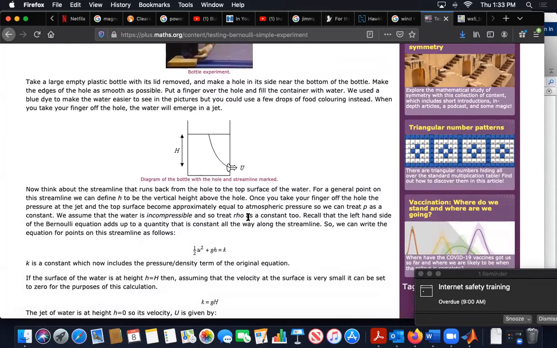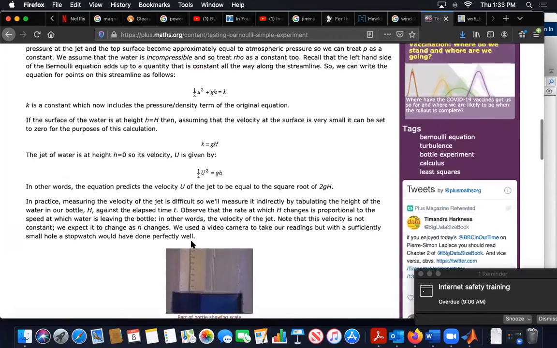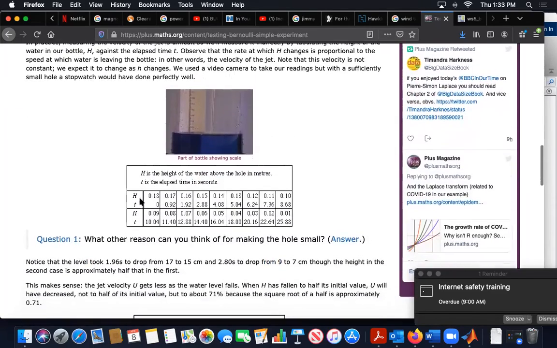Now, what I would like you to modify this experiment just a little bit. They have you just do one hole and then do your measurements of height several times, and then do calculations. So here's a sample data table where they've taken height at different times.